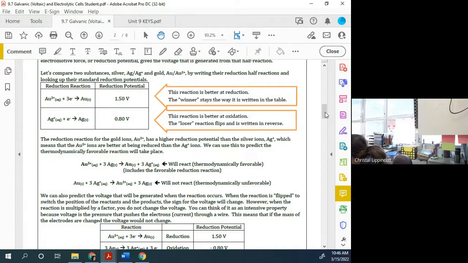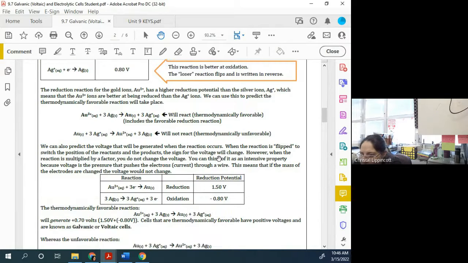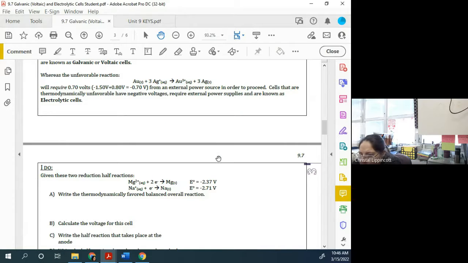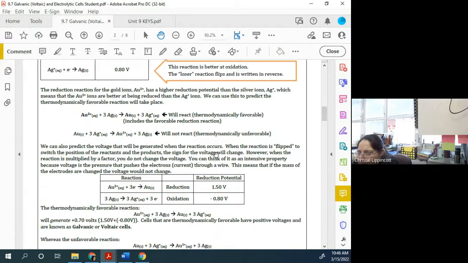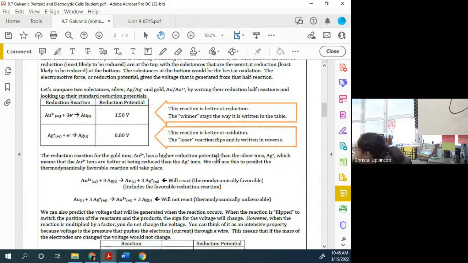Are you just using silver and gold as an example? Can other metals be used? Oh yeah, in a minute we're going to do one between magnesium and sodium. You're not going to have batteries typically that have gold in them. It's just too expensive. They're just using these as examples here.